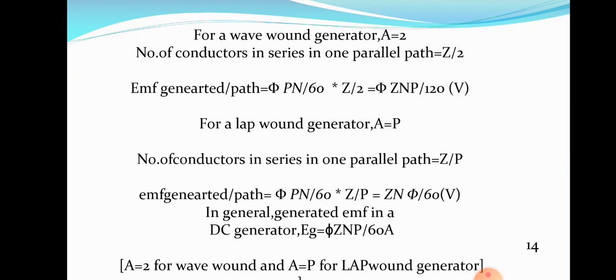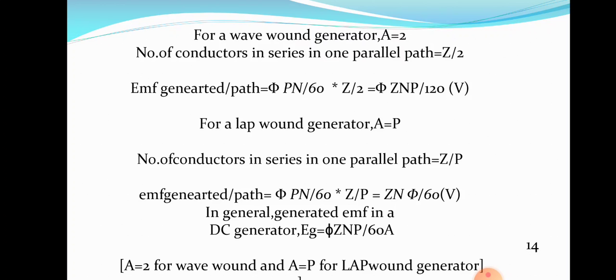So the total number of parallel paths in a wave wound generator is equal to 2. Total number of conductors is represented as Z, so the number of conductors in one parallel path is equal to Z by 2. How can we calculate the EMF generated per path? EMF generated per conductor is equal to φPn by 60, so EMF generated per path is equal to φPn by 60 into Z by 2.